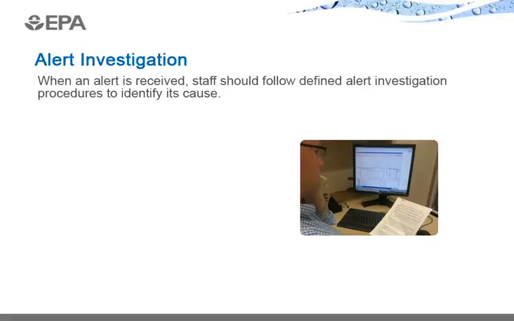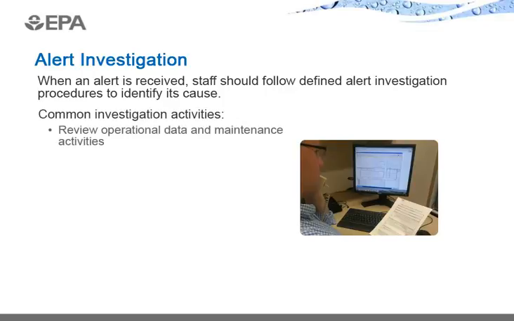The final design element is alert investigation. When an alert is received, staff should follow defined alert investigation procedures to identify its cause. In many cases, a simple review of supporting information, such as operational data and maintenance activities, is sufficient to identify that an alert was not caused by a water quality incident. If a cause can't be identified through data review, an on-site investigation can be conducted at the monitoring location that produced the alert to determine if accurate data is being generated and transmitted.